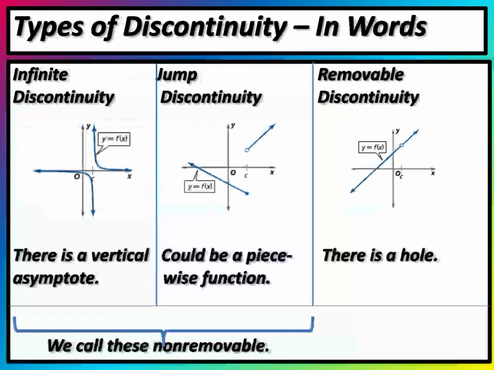And a jump discontinuity comes from a piecewise function. So we have one half of the graph coming from one equation and another piece coming from a second equation. And then removable discontinuity is from a hole. So remember, that is one specific value that we remove from the graph. Okay, infinite and jump are called non-removable. That's just kind of an extra little piece of information for you.